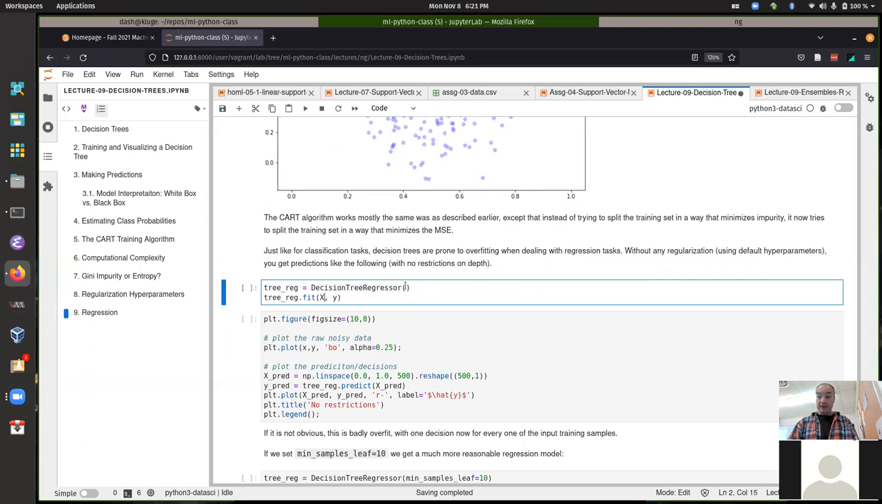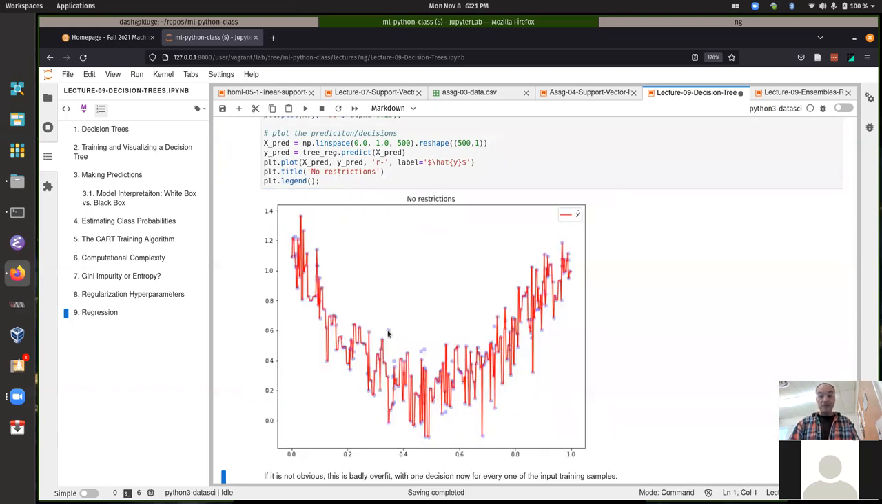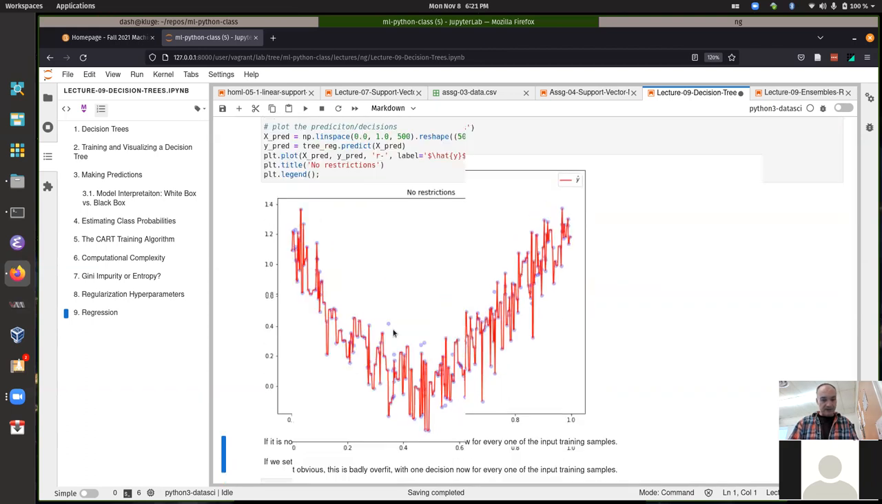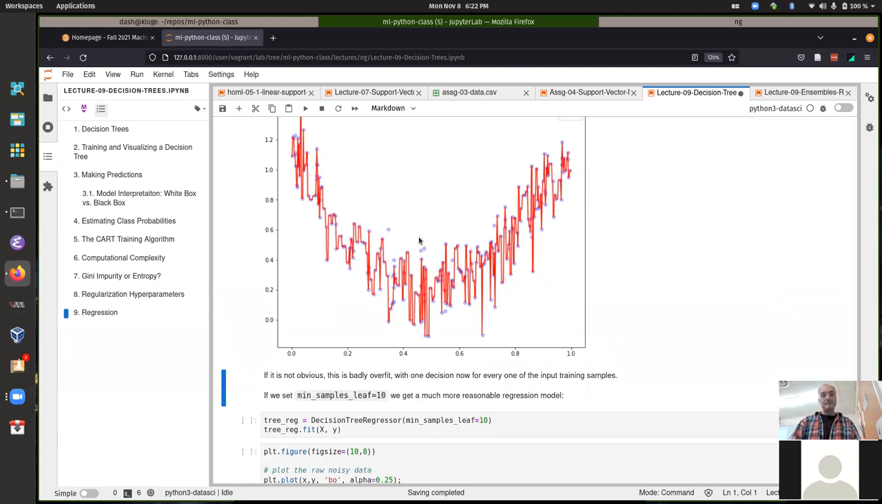So if you don't specify any regularization using the default hyperparameters, it'll keep going until it gets leaf nodes down to a Gini of 0. So if you do that, you get something like this. Every single point in the training data should have something coming right to each one of these points. I'm not certain if it's just the visualization or something else. But yeah, this is probably badly overfit. Remember, this is really just a smooth quadratic with some noise in there, right? So that is probably overfitting there.